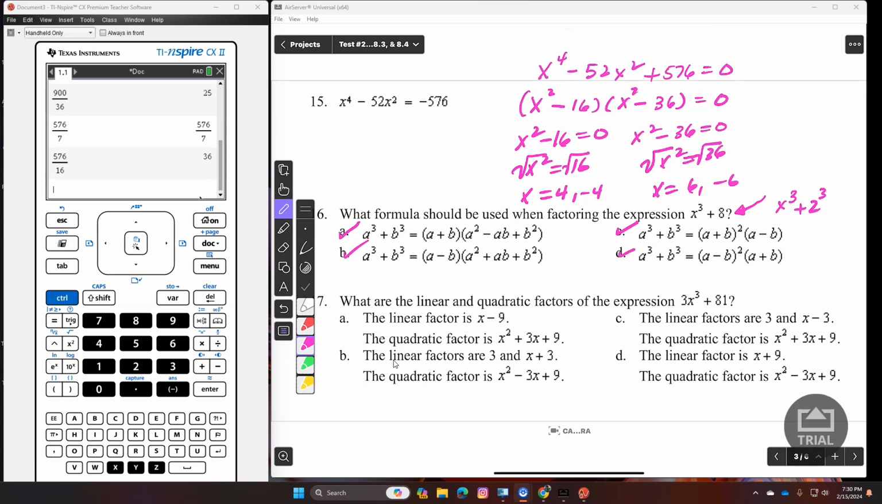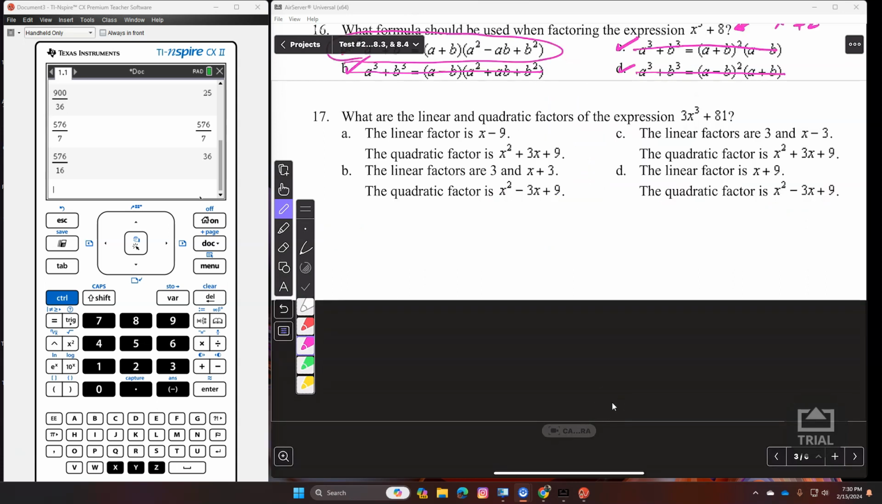Okay, so the first has to be a plus b. That one's a minus b. This one's a minus b. Okay, so now you have a plus b. This one's not a plus b, so your answer has to be this. And all you have to do is follow the formula. You don't have to memorize it. That will be the formula.